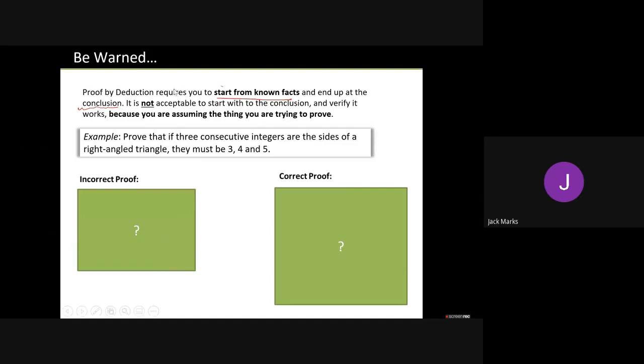Here's an example they give you. It says, prove that if there are 3 consecutive integers, the way to do this, remember, is to have n and then n plus 1 and n plus 2. These are 3 numbers in a row.